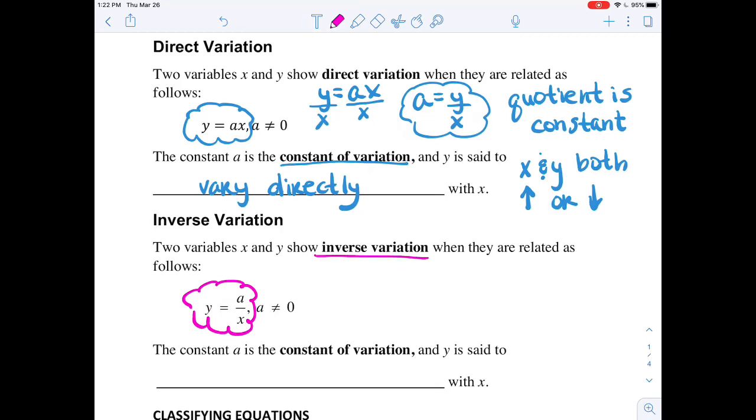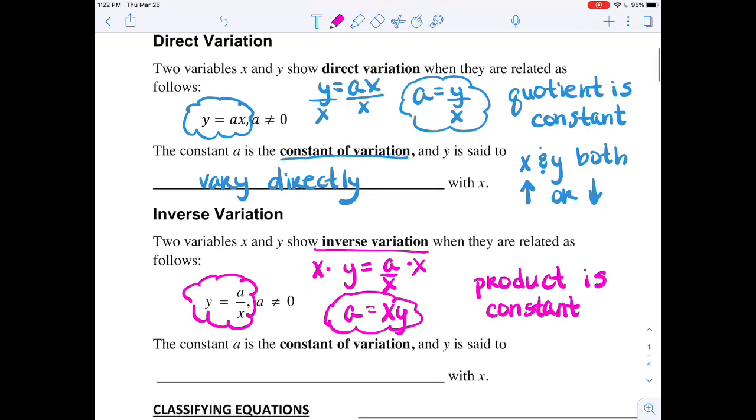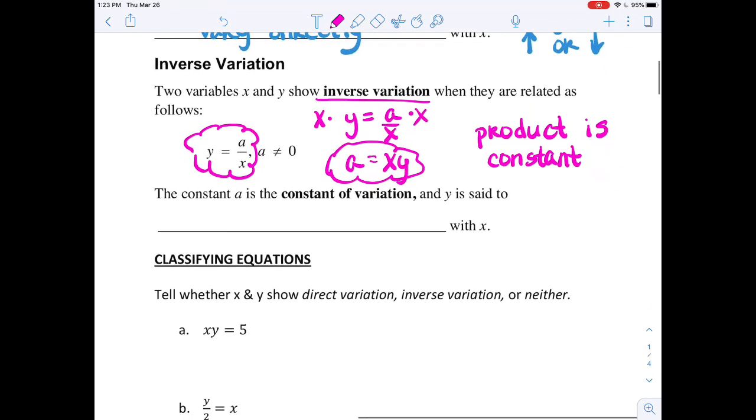We can also take this equation and rearrange it to solve for a. So if we have y is equal to a over x, in order to get a by itself, we would need to multiply both sides by x. And we would get that a is equal to x times y. So notice in this case, what's constant is the product of x and y. So multiplying x and y gives us a constant value of a. So we'll be using both versions of these equations, again, same thing, just a little rearranged, as we go through our examples today.